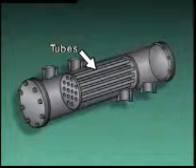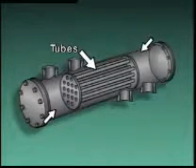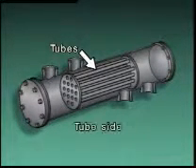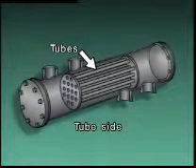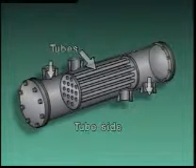Each end of the tubes opens into a head. One head directs flow into the tubes, while the other head directs flow out of the tubes. The area inside the tubes and heads is called the tube side of the heat exchanger. The heads also contain a tube side inlet and outlet.